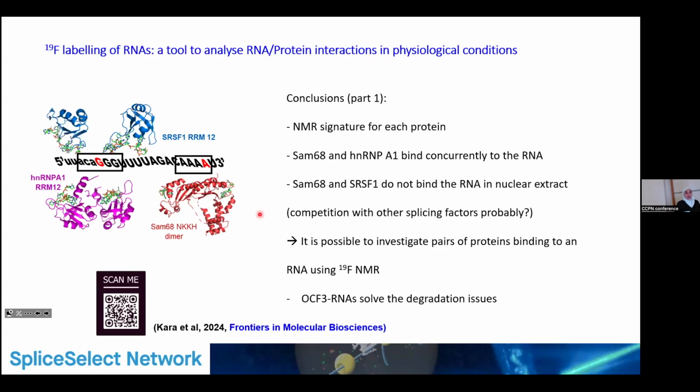The conclusion for this first part is that using the fluorine, we were able to obtain an NMR signature for each protein. We saw a concurrent binding for SAM68 and A1, no binding in the nuclear extract, at least for SAM68 and SRSF1. Is it competition? Do the proteins bind together instead of binding the RNA? We need more investigation for that. Then we know now that it's possible to investigate pairs of proteins binding to one RNA using the NMR of fluorine, and OCF3 RNAs can solve the degradation issues.